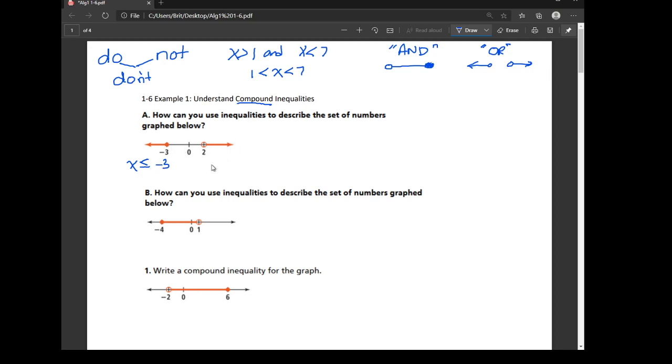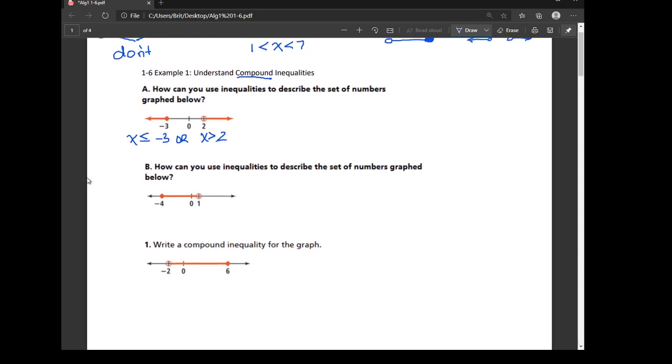On this right-hand one, I know I have an x and I know I have a 2. Now this one is shaded to the right, so I'm saying x is greater than 2. And then because the endpoint is hollow, I don't put the little bar. So these are two separate inequalities, and it's impossible to have an and situation because they don't overlap. So this is going to be an or. So I say x is less than or equal to -3, or x is greater than 2.